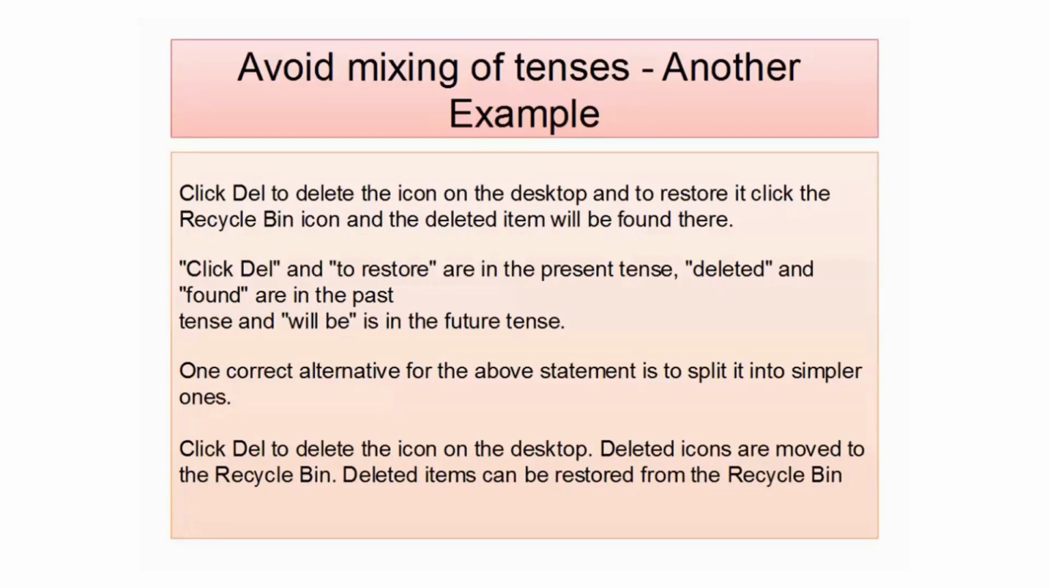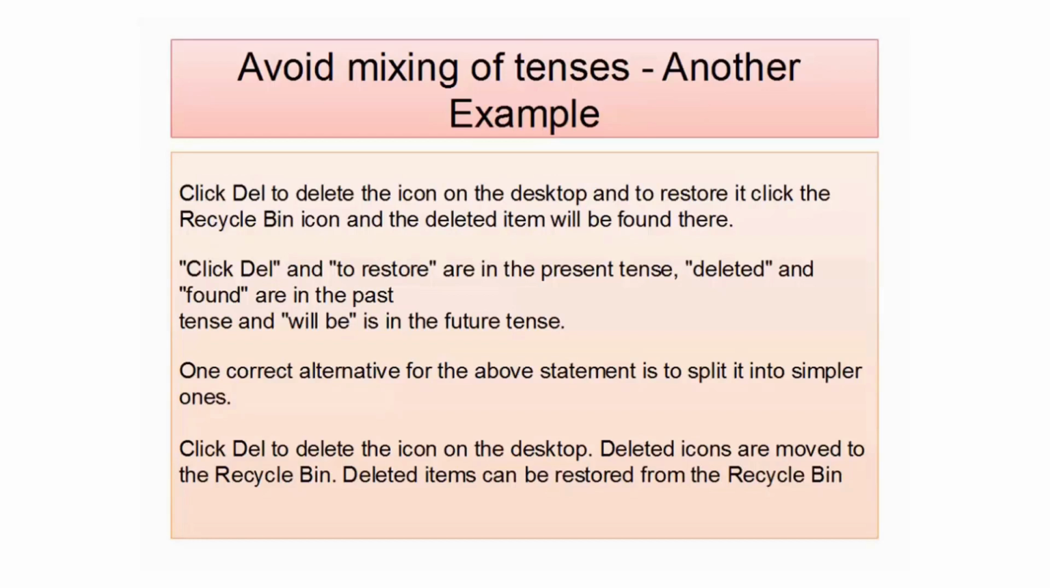Here's another statement that mixes tenses. Click Del to delete the icon on the desktop, and to restore it, click the recycle bin icon, and the deleted item will be found there. First of all, the sentence is a bit too long. Secondly, in the sentence, click Del and to restore are in the present tense. Deleted and found are in the past tense, and will be is in the future tense. Another error in the sentence is discussed under dangling participles.